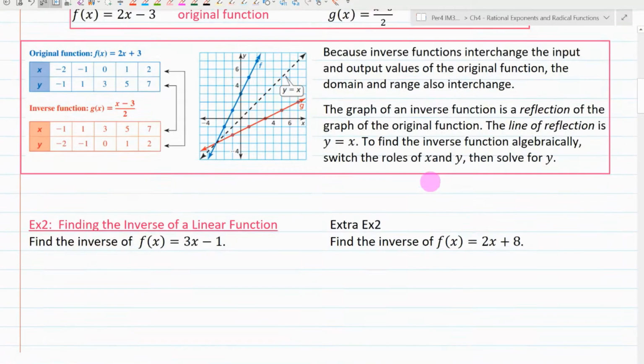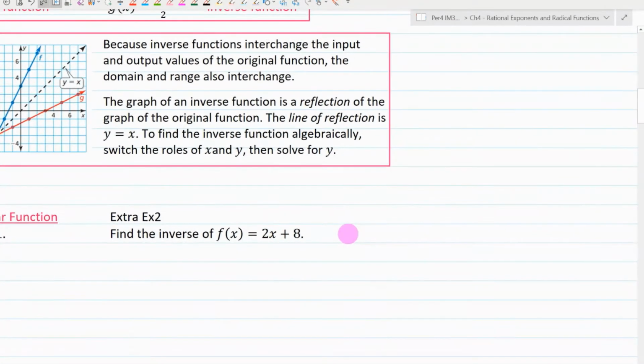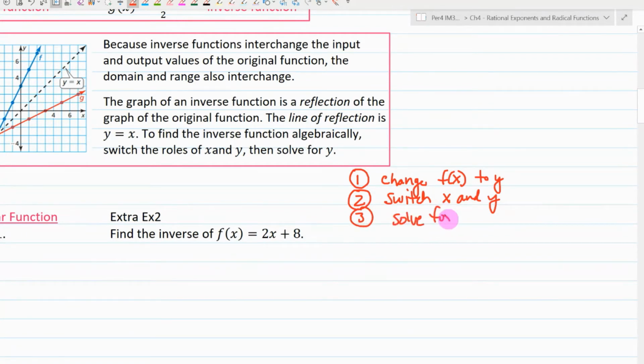Okay? So let me write the steps down on finding inverse functions. There are 3, okay? So I'm just going to put it to the side here. Number 1, to find inverse functions, you're going to change the f of x to y. You may not have to do that part. It depends if they give you an f of x function. Number 2, you're going to switch x and y. And number 3, you're going to solve for y. And that's it.